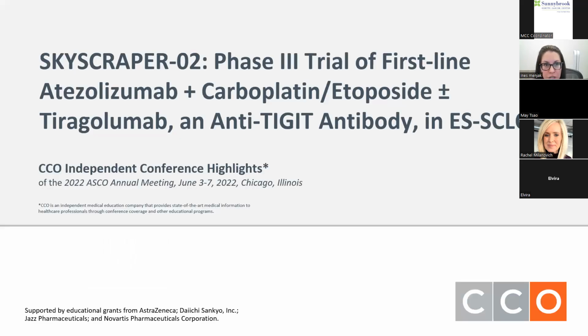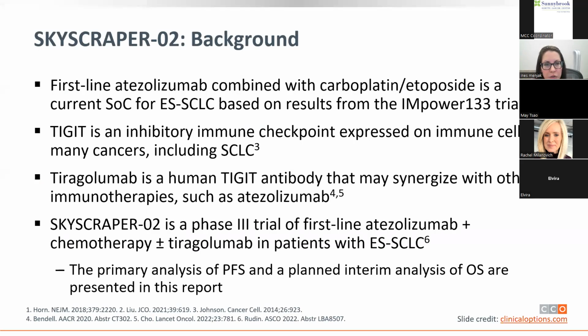So this, I think, is my last. I didn't want to leave out small cell, but there was nothing really practice changing. But there was a good phase 3 trial for extensive stage small cell first line, with adding a TIGIT antibody to one of the existing standards of care, which is atezo plus carboplatin etoposide. So first line atezo with chemo is one of the accepted standards of care based on IMpower133.